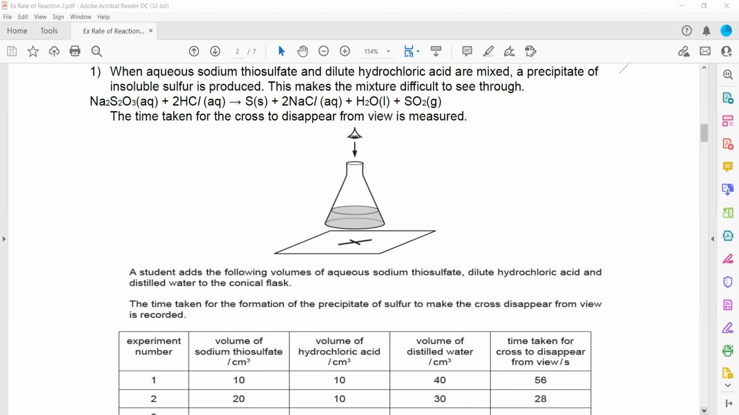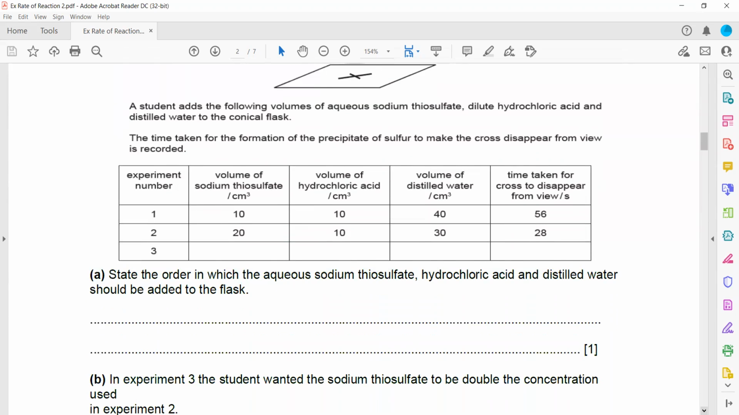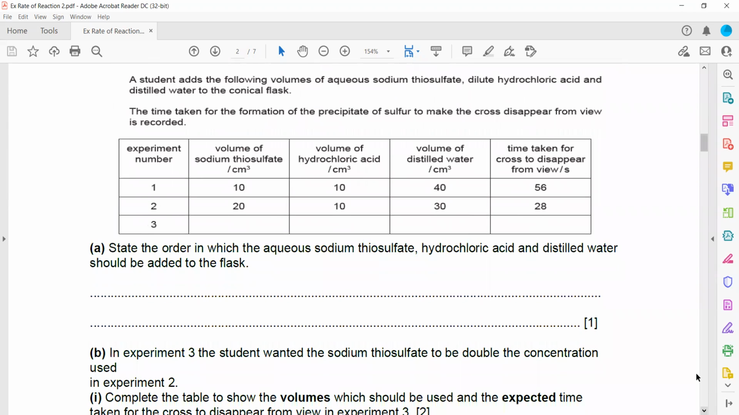In the experiment, a student adds the following volumes of thiosulfate solution, hydrochloric acid, as well as distilled water. The time for the formation of the precipitate of sulfur to make the cross disappear is measured. In the first part, we use 10 cm cube of thiosulfate, 10 cm cube of hydrochloric acid and 40 cm cube of water, and the time it took to disappear was 56 seconds. The second experiment, we took 20 cm cube of thiosulfate, 10 cm cube of hydrochloric acid and 30 cm cube of distilled water. It disappeared in 28 seconds.